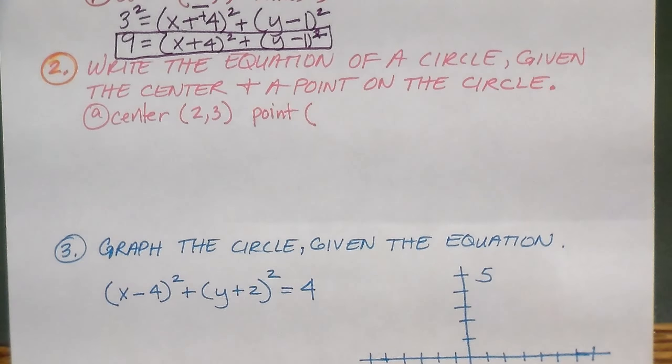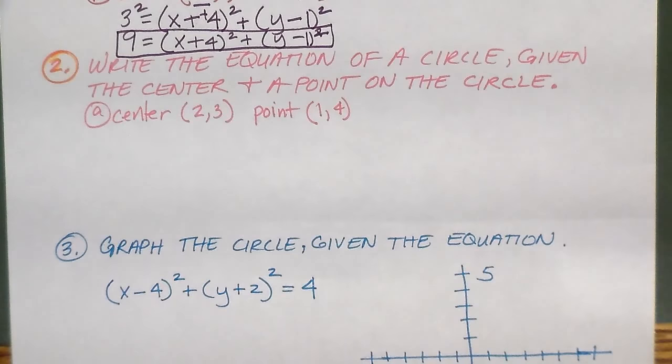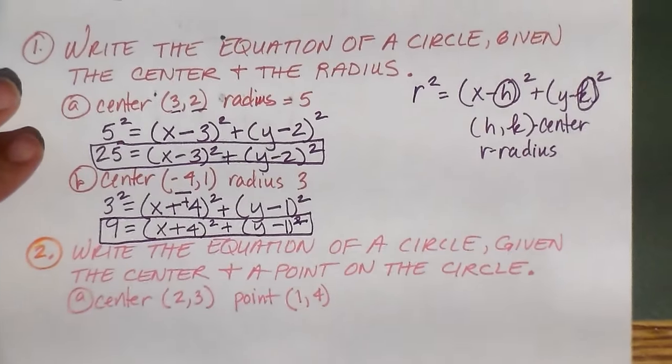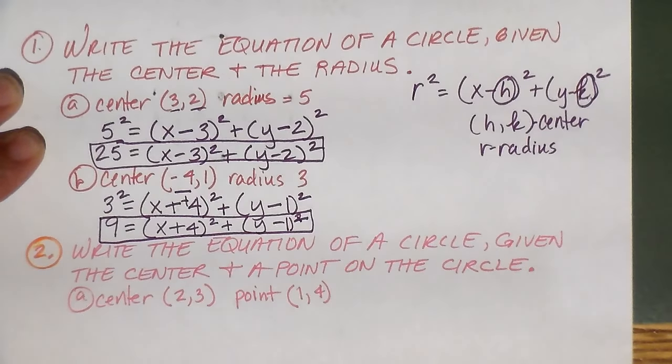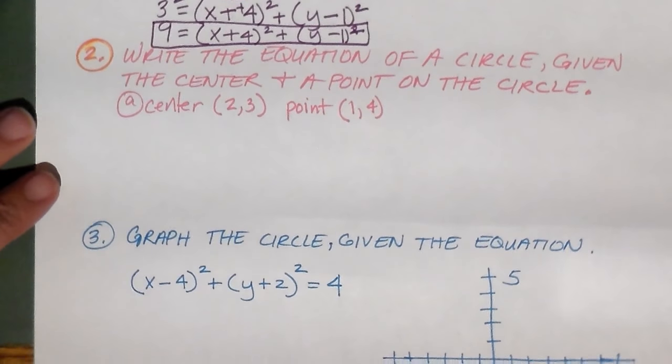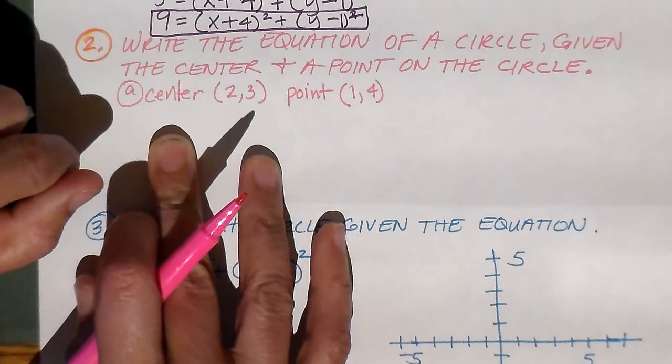Let's say the point is 1, 4. So I've got a center and a point on the circle. I can't just write the equation, because what does the equation need? The equation needs the radius and the center. I've got the center but I don't know the radius. So what I have to do here is find the radius. Well, how do I find the radius?